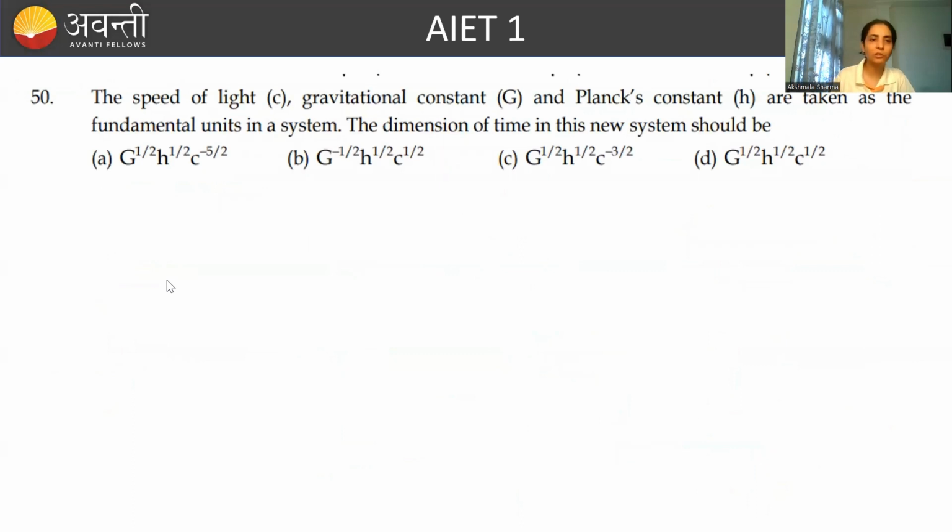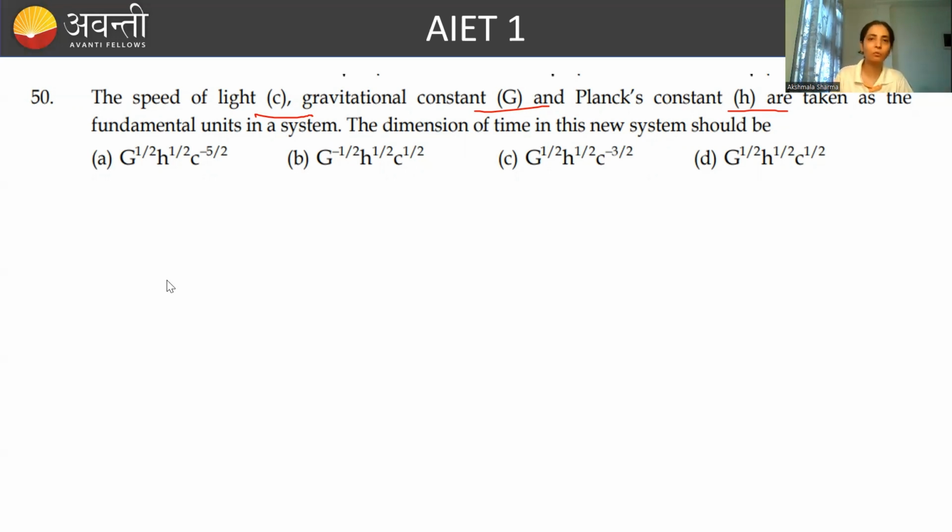Now this is the final question that I am going to discuss. The speed of light c, gravitational constant G and Planck constant h are taken as the fundamental units in the system. Okay. Dimension of time in this new system will be... If in the question it's given that you have to find the dimension of something in terms of something else, here we have to calculate the dimension of time in terms of speed of light, gravitational constant, Planck's constant.